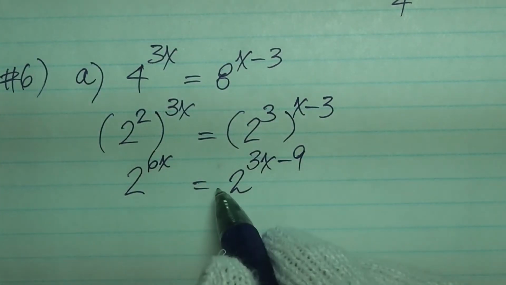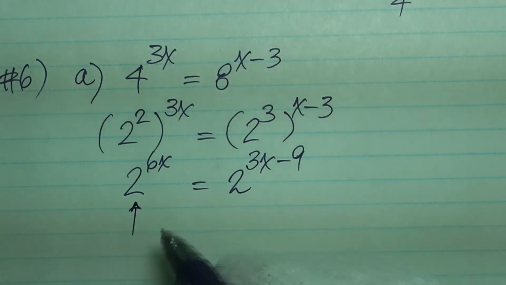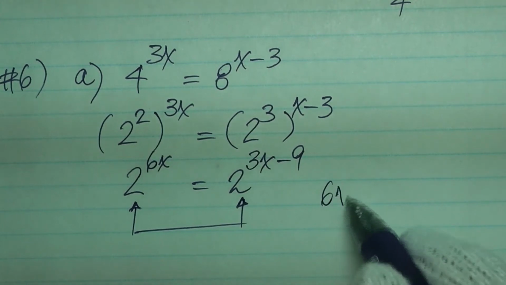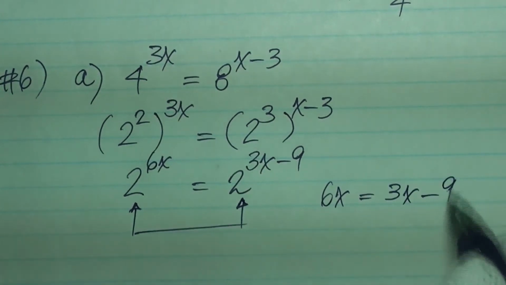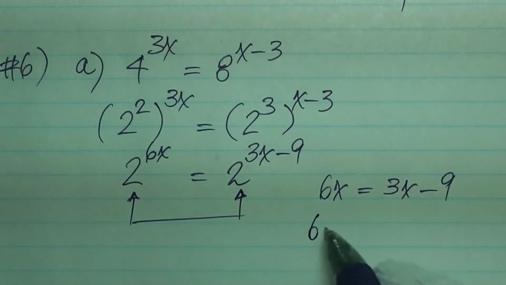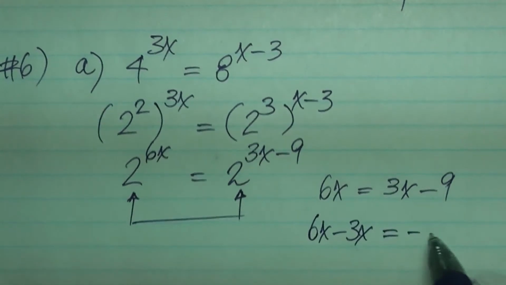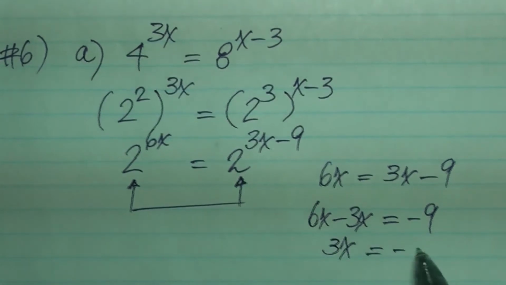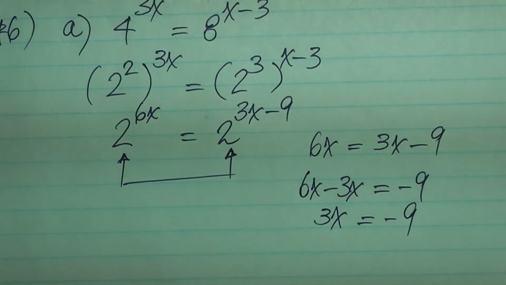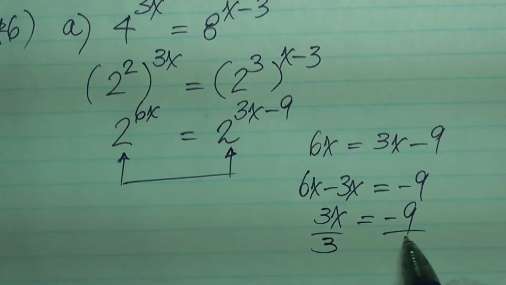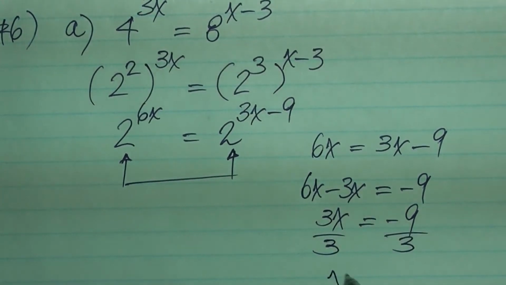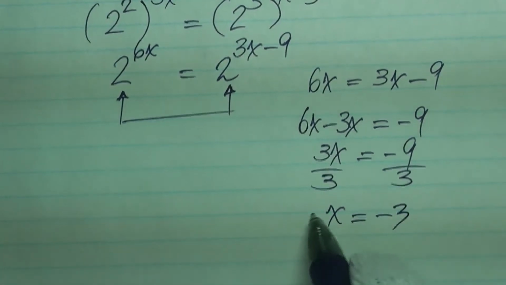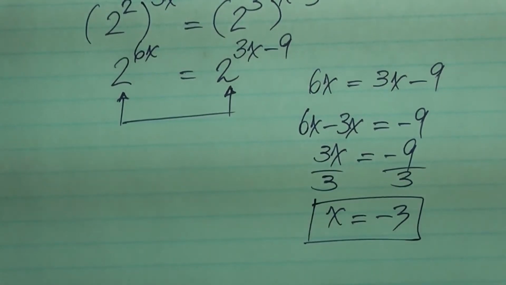Since the bases are the same, I can say 6x equals 3x minus 9. Six x minus 3x equals negative 9. 3x equals negative 9. I'm going to divide both sides by the coefficient of x. It's going to tell me that x is equal to negative 3.